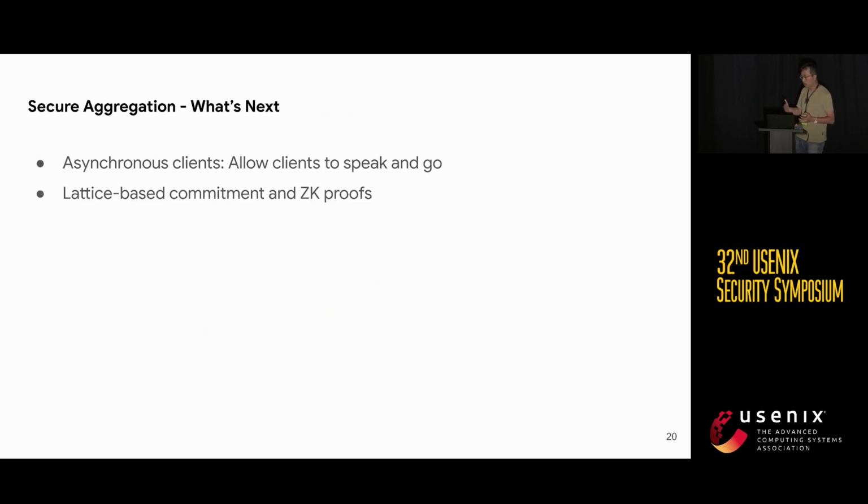Okay, so just a couple of words on future work. Some potentially interesting directions are that we may consider asynchronous clients, to let the client just send and go, so not always stay online. And also we can consider lattice-based proofs so that we may be able to get faster proof generation. But I guess the current limitation is that the proof size is a bottleneck.